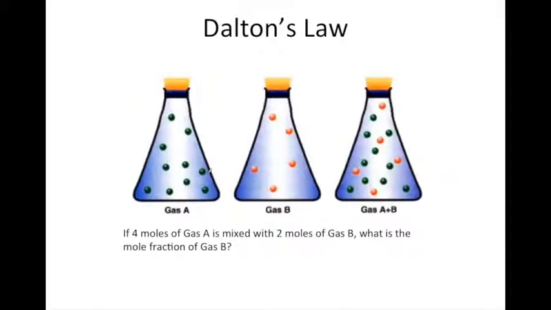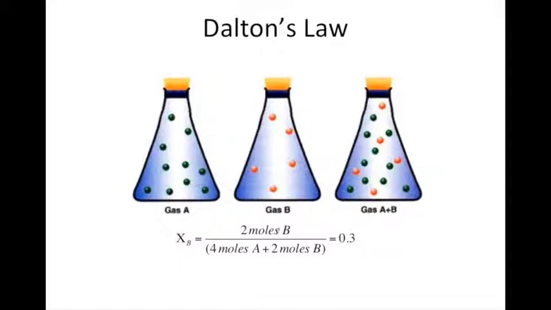So let's take a very simple problem here to illustrate this. Let's say we had 4 moles of gas A, and we mixed it with 2 moles of gas B. So now we have our mixture, 4 moles of gas A and 2 moles of gas B. What is the mole fraction of gas B in this mixture? Well, simply put, to calculate the mole fraction, we had 2 moles of gas B, and we have 4 moles of A and 2 moles of B, so our total moles are 6 moles. So we just divide the moles of gas B by the total moles, in this case 2 divided by 6, and we would get 0.333. And the mole fraction doesn't have any units, so it's a unitless value.